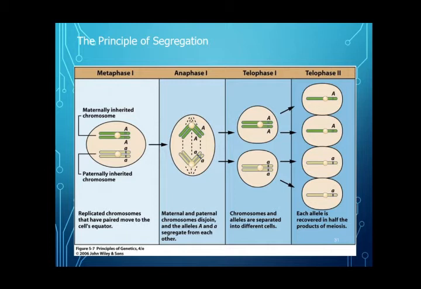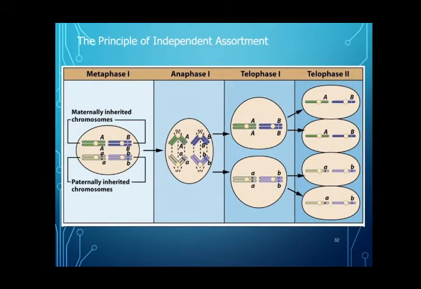In telophase 2, each allele is recovered in half of the products of meiosis. So instead of having big A, big A together, now you have big A in one cell and another big A in another cell. Same goes with small a, small a. It now becomes small a in one cell, small a in another cell.